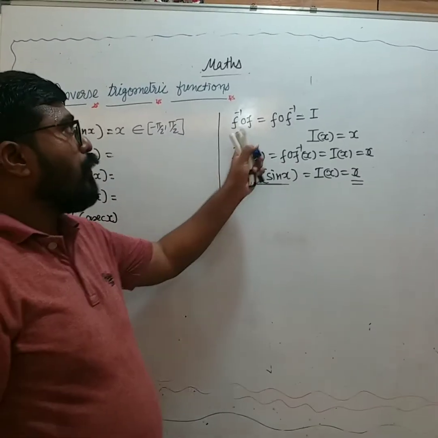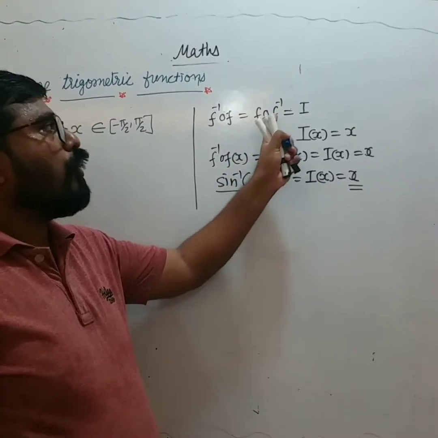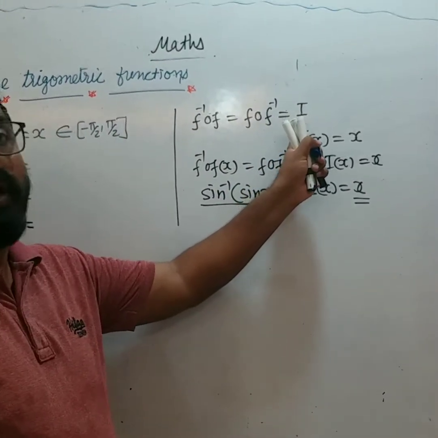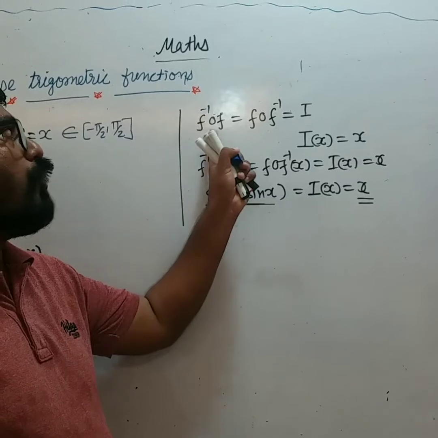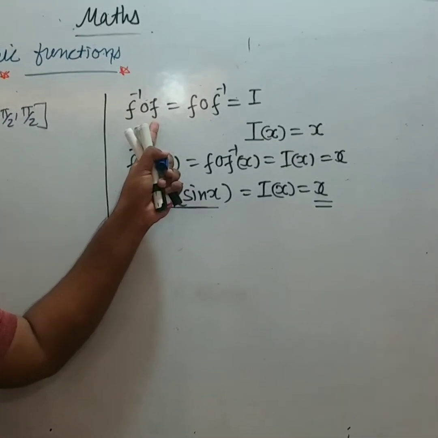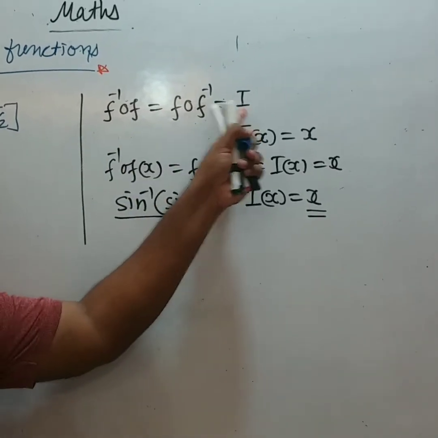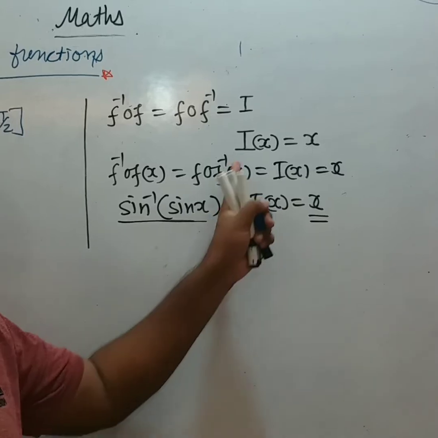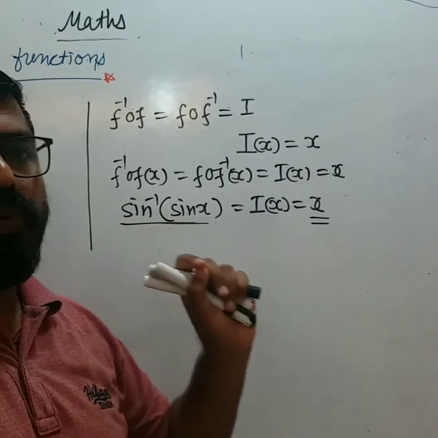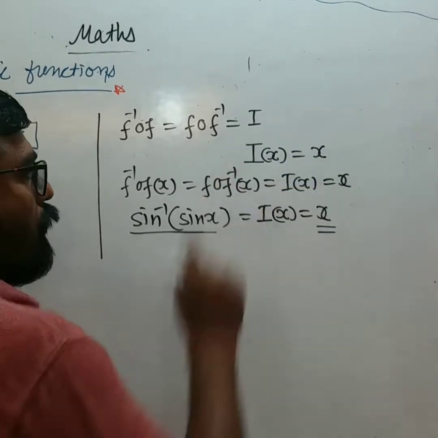So see here, f inverse of f is equal to I. This is the composition of two functions. If one function is inverse and the other is the function, then the composition of such two functions is the identity function. And identity function gives us the same value. See here, I of x is equal to x.